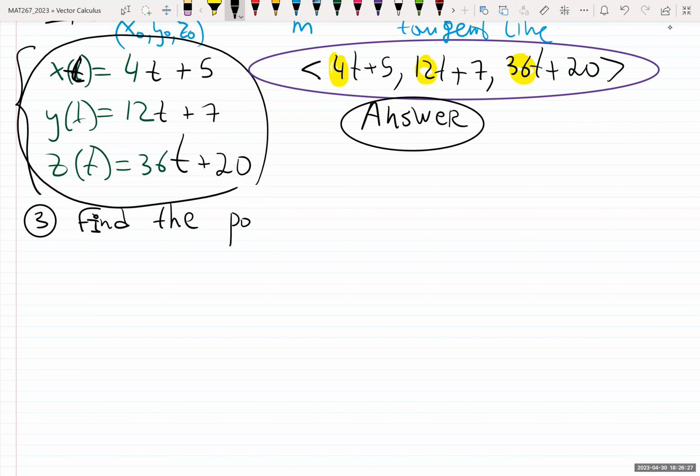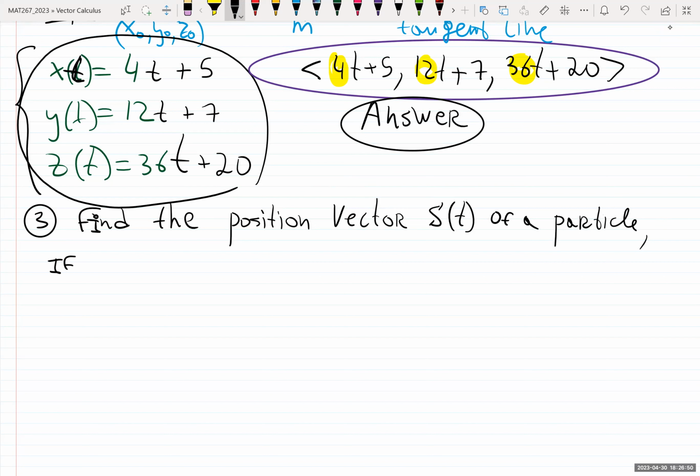Find the position vector S of t of a particle. For example, there's an asteroid passing by, and a device records acceleration. So can you find how far the asteroid is from the recording device, say a satellite?